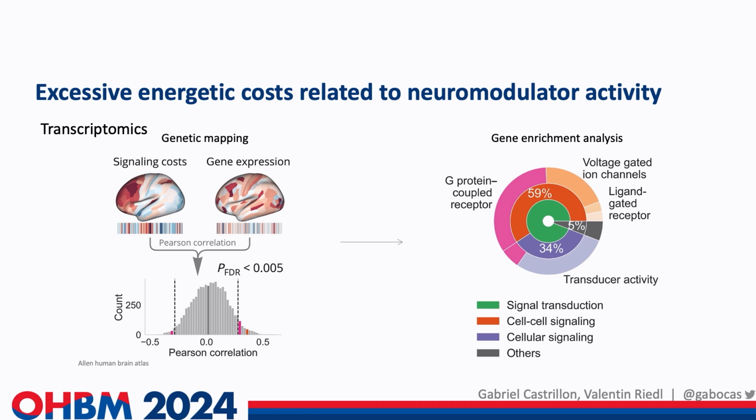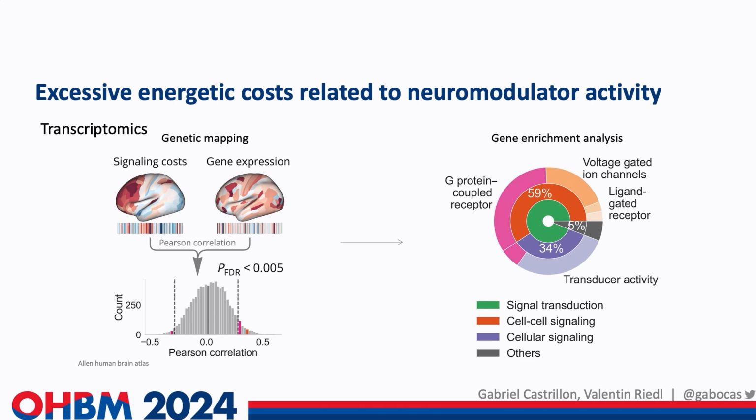And what they found out was that 95% of the genes were related to signal transduction, seen here in green, and what you see here in pink is that 40% of these genes were related to metabotropic signaling, so G protein coupled receptors, indicating a relevance for slow-acting neuromodulators like dopamine, serotonin, norepinephrine.